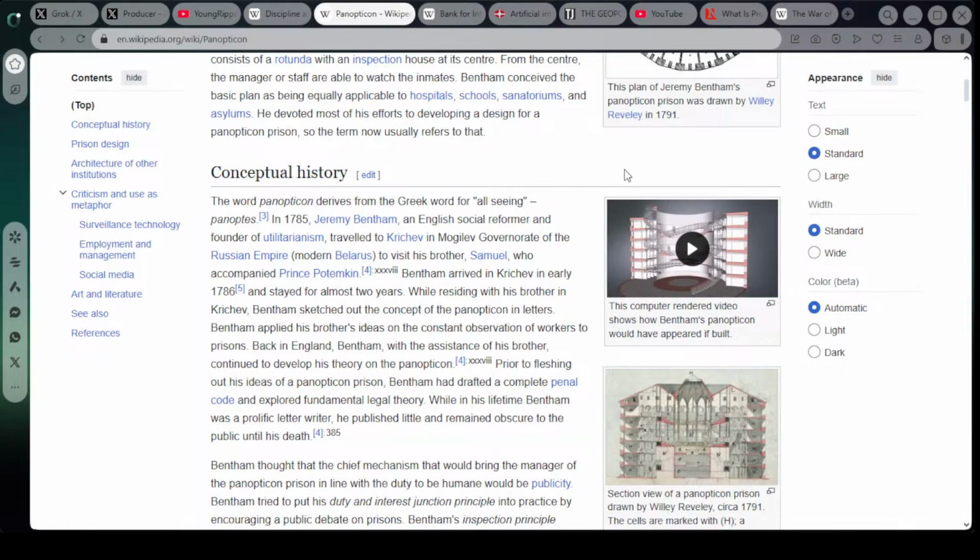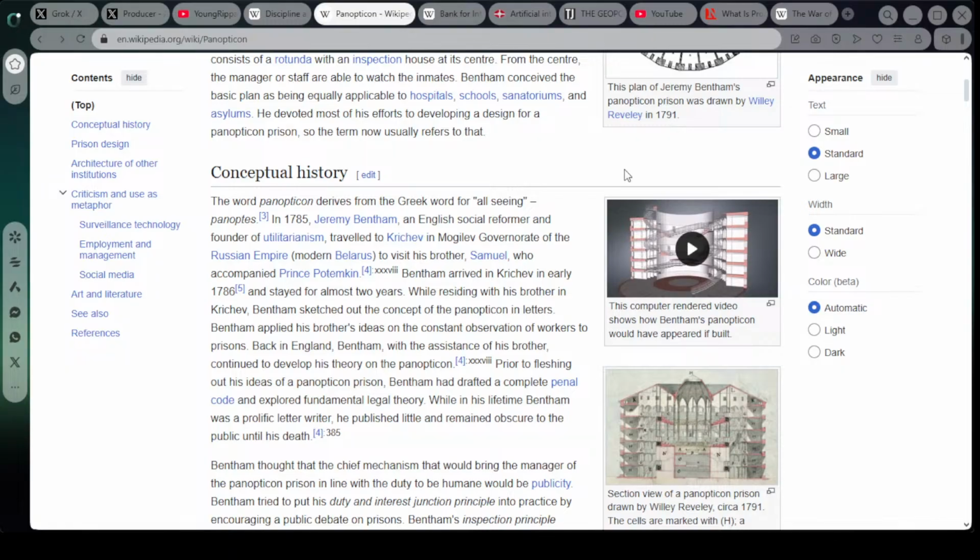The word panopticon derives from the Greek word for all-seeing, panoptes. In 1785, Jeremy Bentham, an English social reformer and founder of utilitarianism, traveled to Krichev in Mogilev Governorate of the Russian Empire, modern Belarus, to visit his brother Samuel, who accompanied Prince Potemkin. Bentham arrived in Krichev in early 1786 and stayed for almost 2 years. While residing with his brother, Bentham sketched out the conception of the Panopticon in letters. Bentham applied his brother's ideas on the constant observation of workers to prisons.